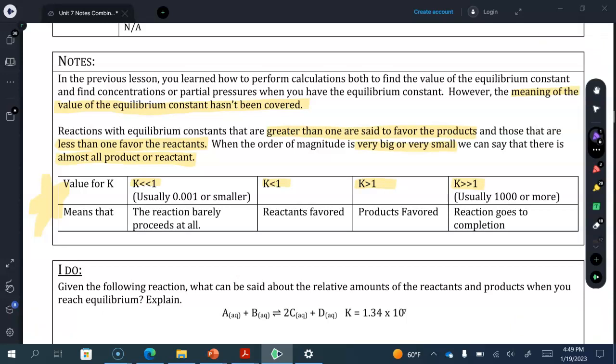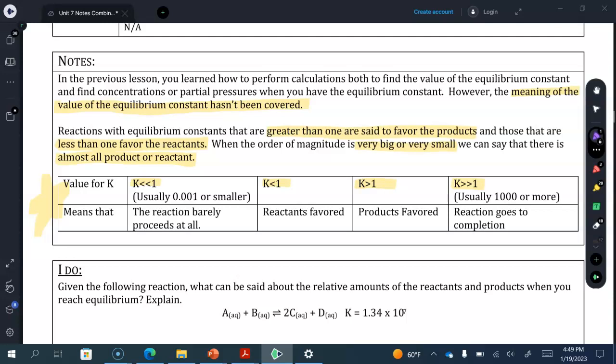In the previous lesson, you learned how to perform calculations both to find the value of the equilibrium constant and to find concentrations or partial pressures when you have the equilibrium constant. However, the meaning of the value of the equilibrium constant hasn't been covered.